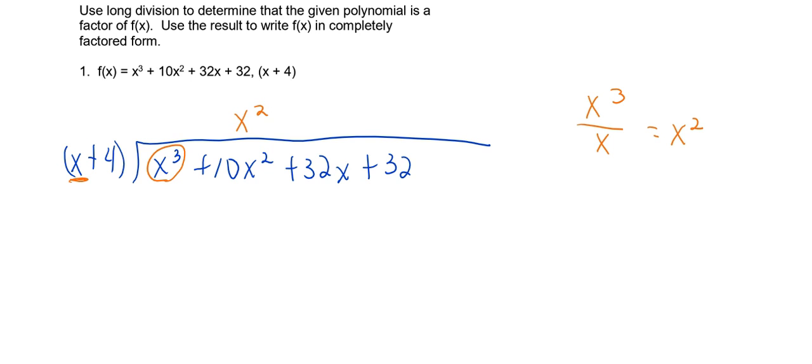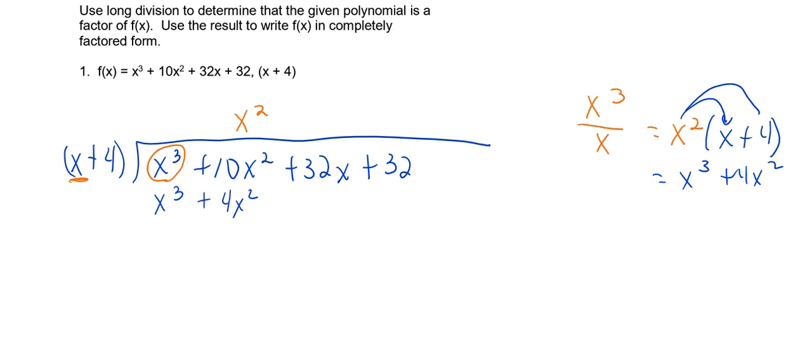Now we're going to record it above our x squared term. Then we're going to multiply the x squared by x plus 4. Expand that, we get x cubed plus 4x squared, and we are going to write that underneath its corresponding term. So x cubed plus 4x squared, and now we want to combine these and get rid of our x cubes.